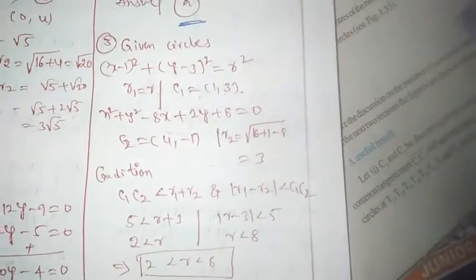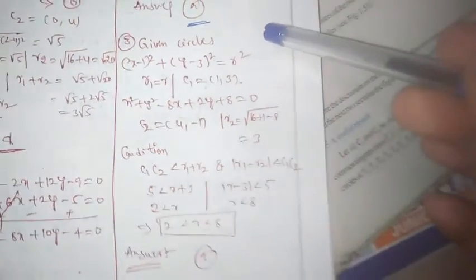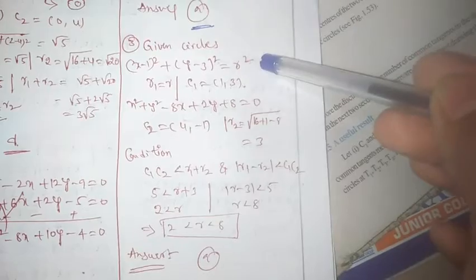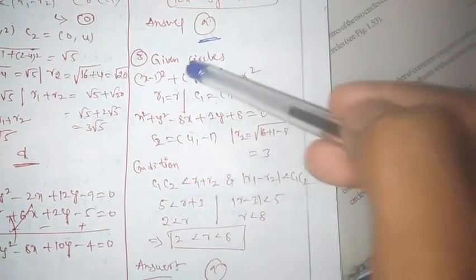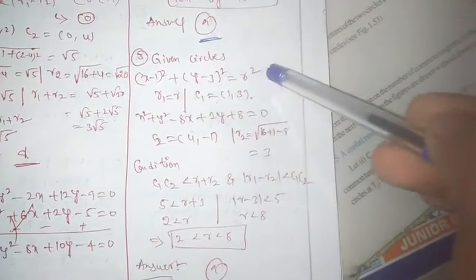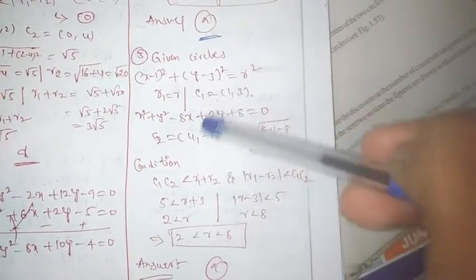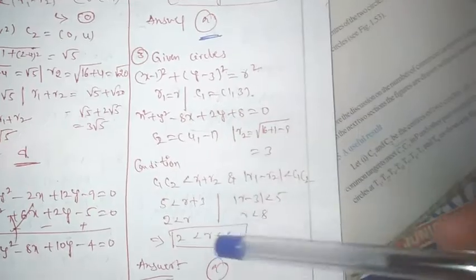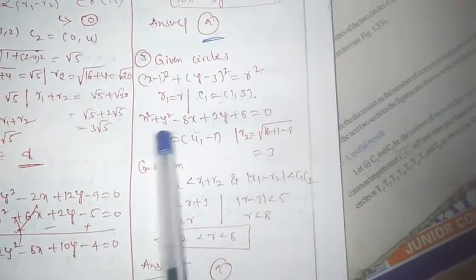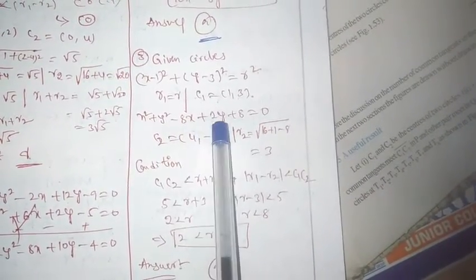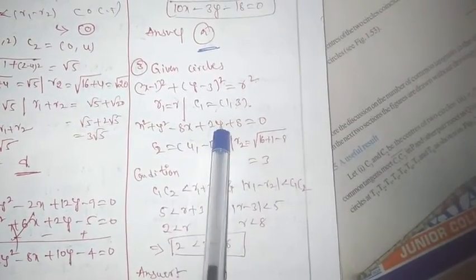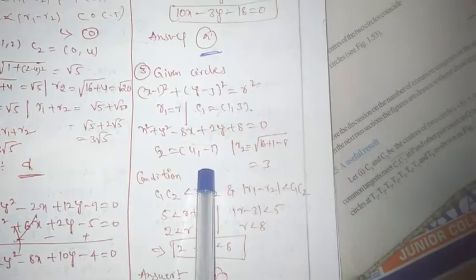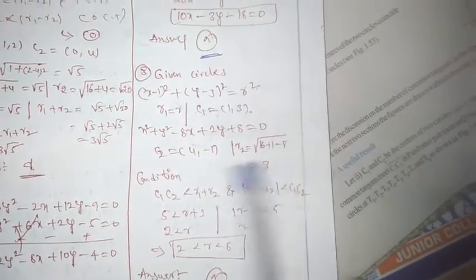Now the given circles: from the first circle, we don't know the radius R1, so it is r, and the center C1 is (1, 3). Another circle is x² + y² − 8x + 2y + 8 = 0, and from this circle we get the center C2 as (4, 1) and radius 3.